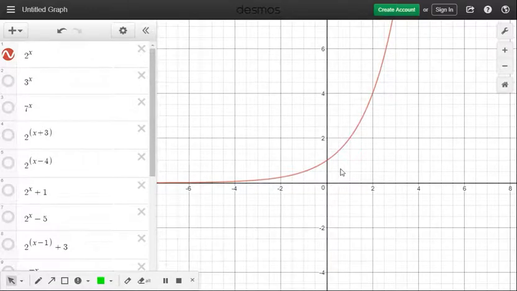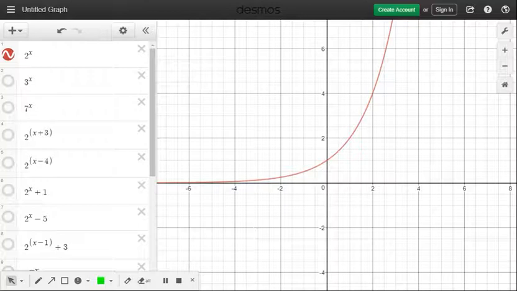So we're going to talk about exponential function, the graph of it, and their transformation. So in our first example, we have 2 to the power of x. What I mean by exponential function is when our variable x is in the form of the exponent. So that's why it's called exponential function.